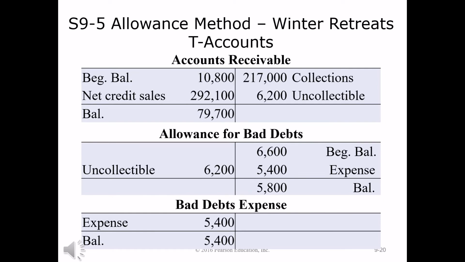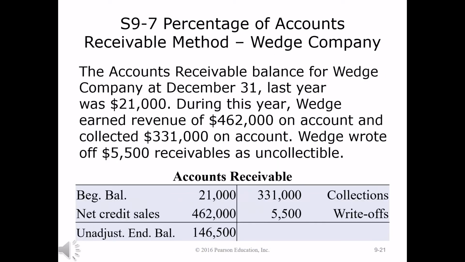So the $5,800. Each one of these methods is going to give us a new balance for bad debts based on historical or industry information. The first problem that we have is with Wedge Company. Their accounts receivable balance last year was $21,000. During the year, Wedge earned revenue of $462,000 and collected on account $331,000. They also wrote off $5,500 worth of receivables as uncollectible into their allowance for uncollectible accounts.